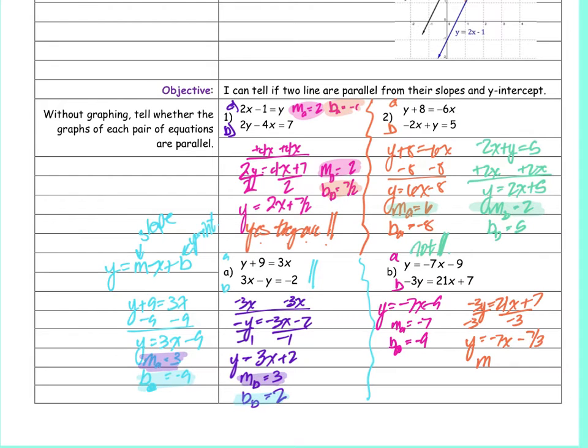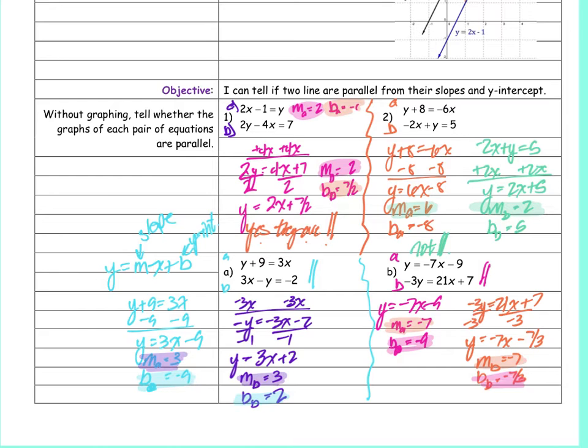So the slope of line B is negative 7, and the y-intercept of line B is negative 7/3. So again, my slopes are the same, and my y-intercepts are different. So again, these ones are also parallel. Is there any questions? Make sure that we're putting them in slope-intercept form first before we do any of this. Is that okay? Any questions?